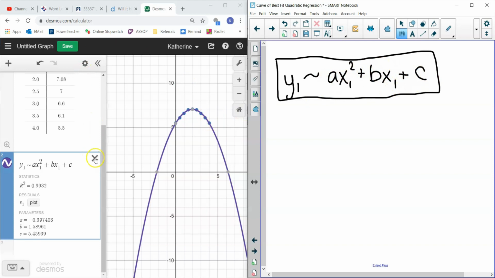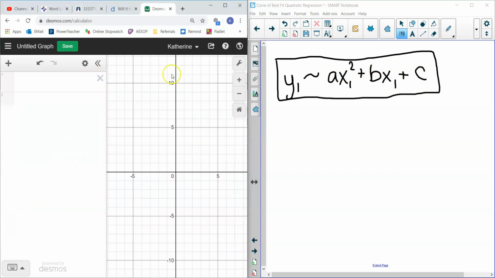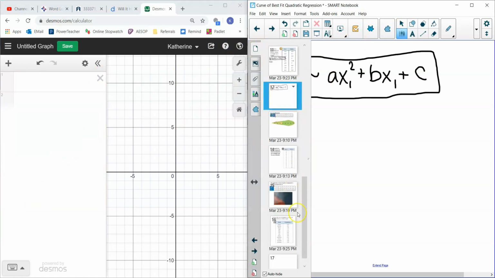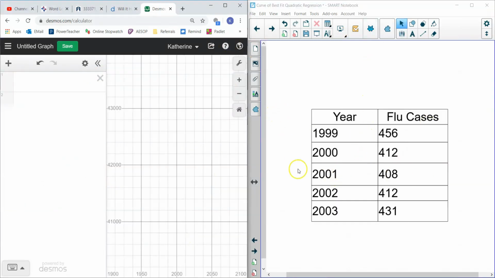All right, let's do another example. So I'm going to close this out, get rid of my data, and let's find another example. All right, so let's look at one more set of data. And so we're going to be given some data over here about the year versus the number of flu cases that were positive that year. And so I'm going to type in my data over here. Again, make sure that the table says x1, y1. I'm going to type in 1999.